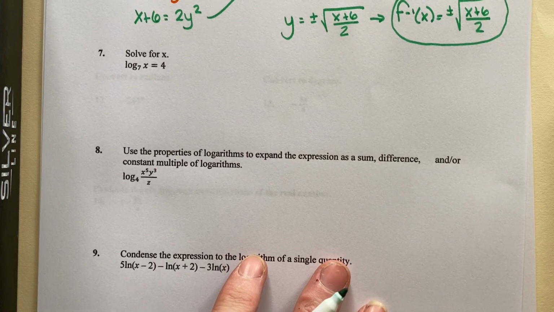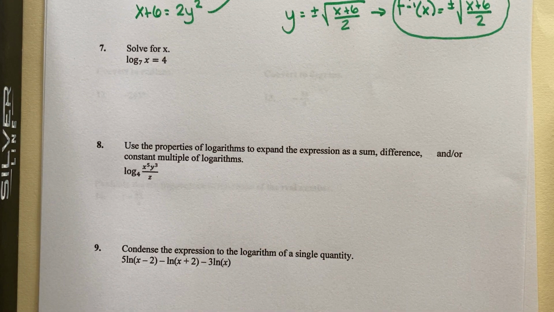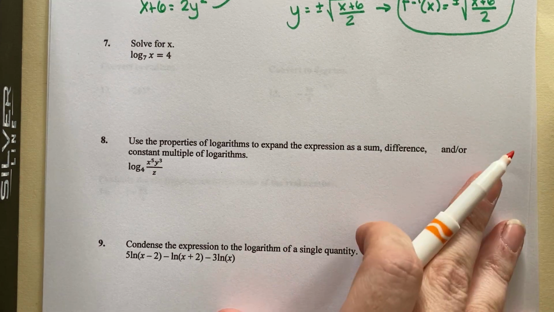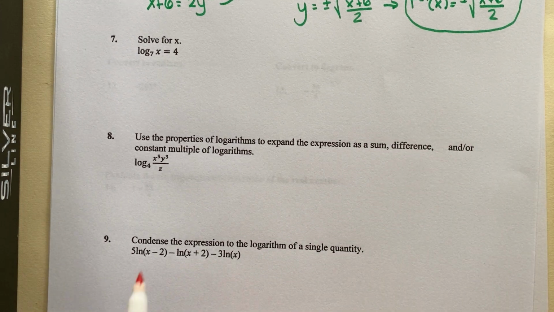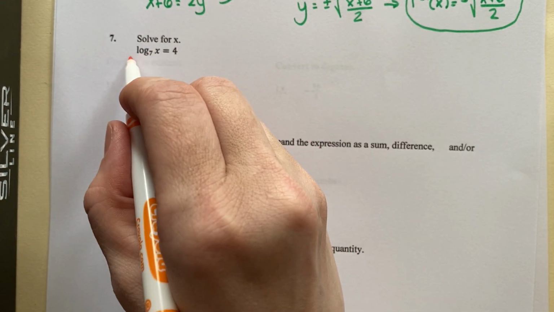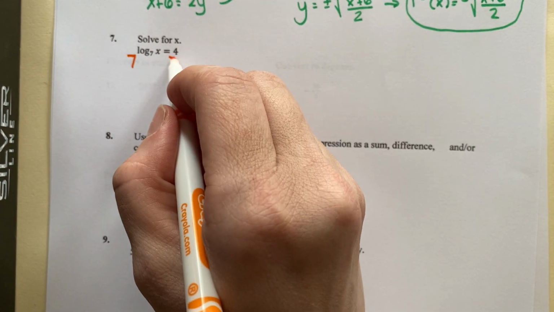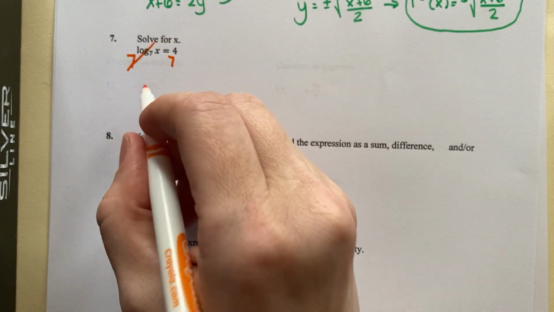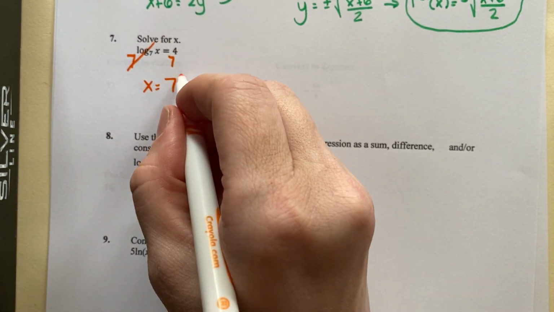Okay, now we're going to do some logarithmic equations, solving these. So let's do number 7. Remember, the opposite of a log is an exponent. So if I want to get rid of a log with a base 7, I'm going to use an exponent with a base of 7. So these would cancel. I'm left with x equals 7 to the 4th.